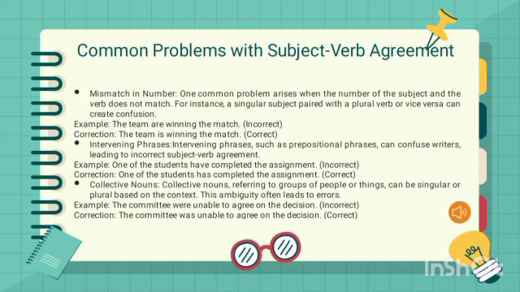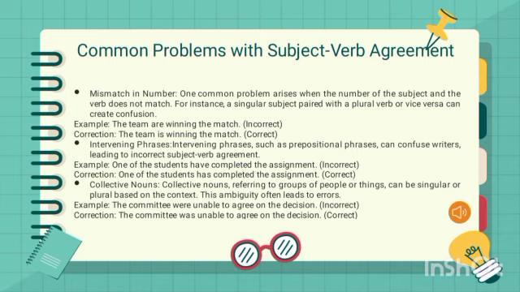Intervening phrase. An intervening phrase, such as a prepositional phrase, can confuse writers, leading to incorrect subject-verb agreement. Example: one of the students have completed the assignment. Correction: one of the students has completed the assignment.